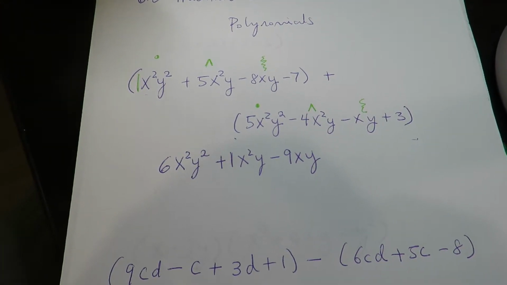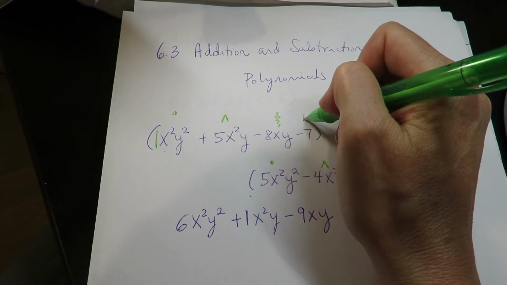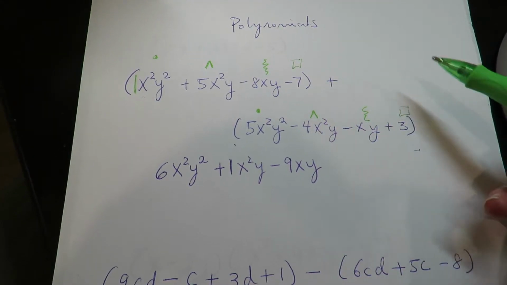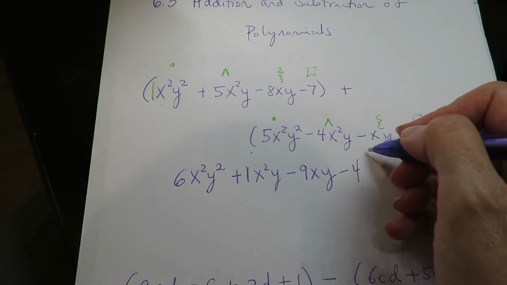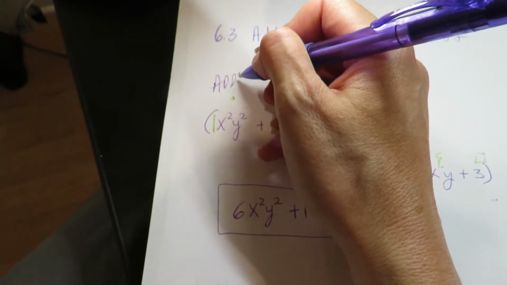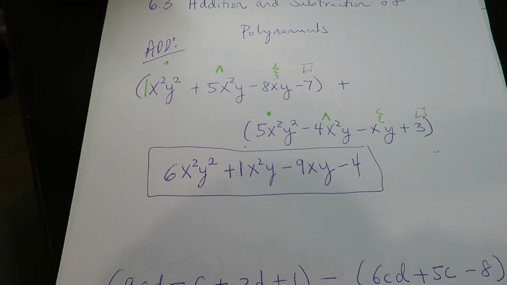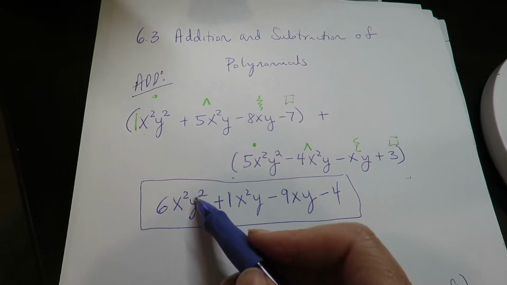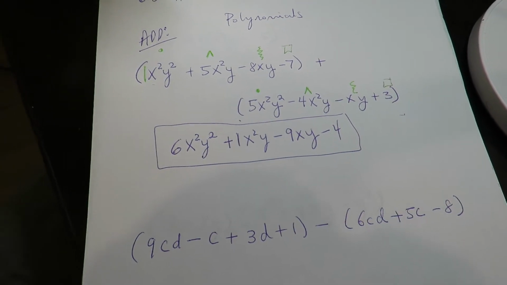Okay, and then the last one I have is just a constant. So I have a constant here, and I have a constant here. So I'm just going to do -7 plus 3, which would be -4. Okay, and that's adding these polynomials. So only the coefficient changes when you add or subtract, never the variables or the exponents on the variables. That's only when you're multiplying or dividing can that happen, okay?